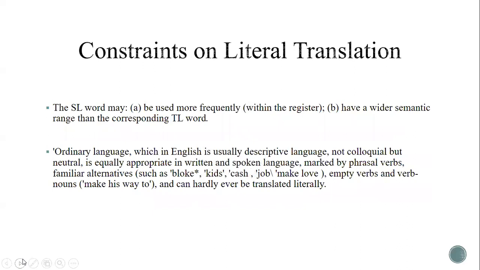Ordinary language, which in English is usually descriptive language, not colloquial but neutral, and equally appropriate in written and spoken language, is marked by phrasal verbs and familiar alternatives such as block, kids, cash, job, and make love. In Italian, verbs and verb nouns make their way too, and can hardly ever be translated literally.